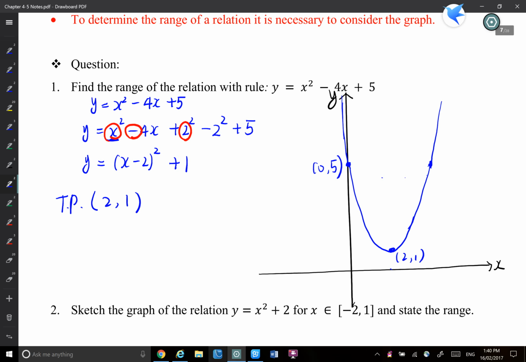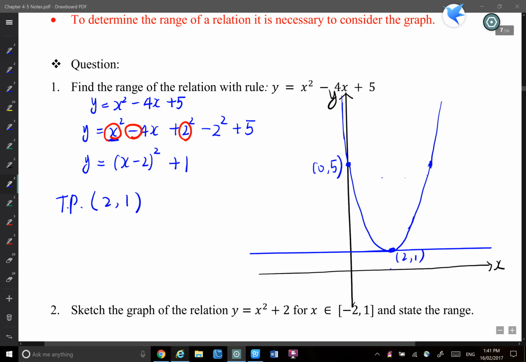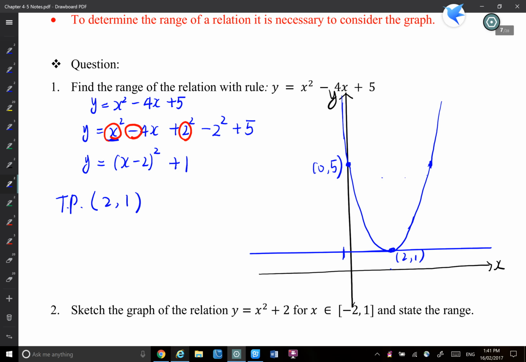The important thing here is what is the range? What is the minimum y value this graph can take? 1. The minimum value it can take is 1. The minimum y is here. If I sketch a line, it's here. That's my minimum y value. That level is 1. And if I keep climbing up, I always have graph. The y value can go really, really large.